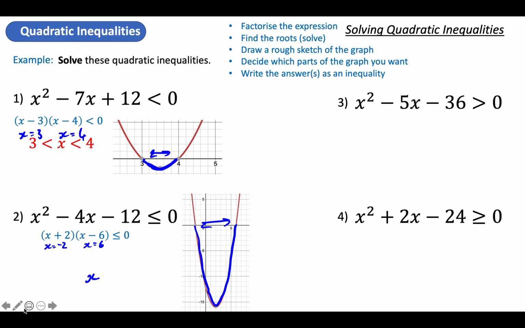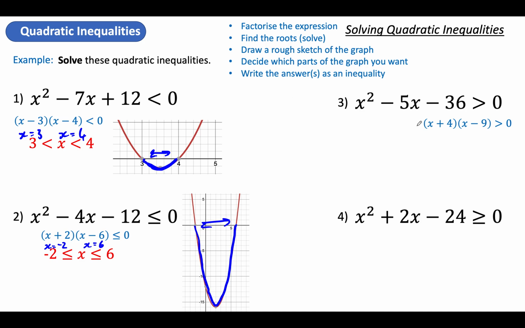In fact, I don't need to write it because I've already set that one up. Oh, come on, pen. There we go. So you should get x is bigger than or equal to negative 2, but less than or equal to 6. And remember, you need the equal to bit as well because your original sign had that. Okay, so moving on to number 3.